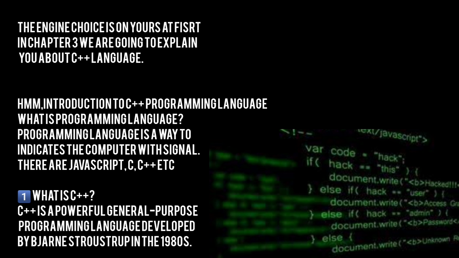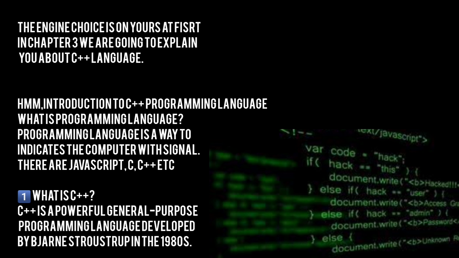Introduction to the C++ programming language. What is a programming language? A programming language is a way to instruct the computer with signals. There are JavaScript, C, C++, etc. 1. What is C++?